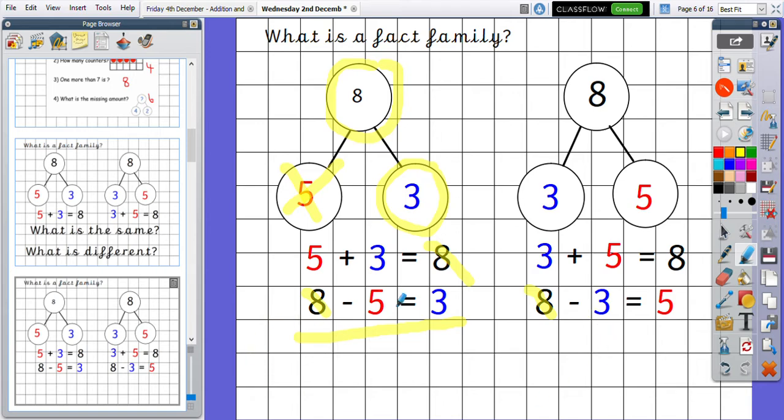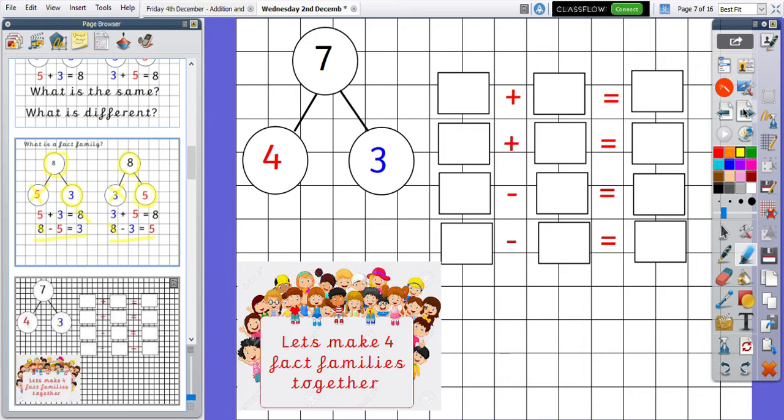Now, in my first one, I took away the 5, but I've already done that sentence, so I need to change it slightly. So I'm going to take away my 3. So I've started with my 8, and I have taken away my 3, which means I have my 5 left over. 8 take away 3 equals 5. Fantastic.